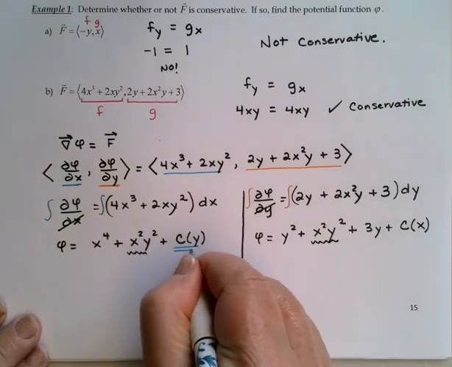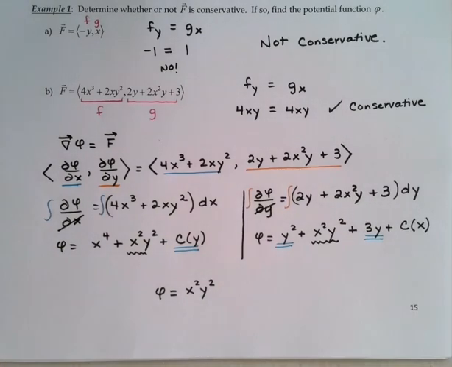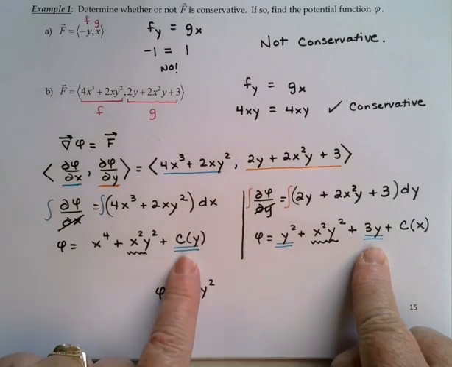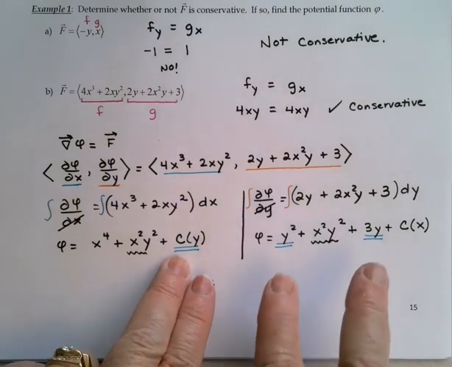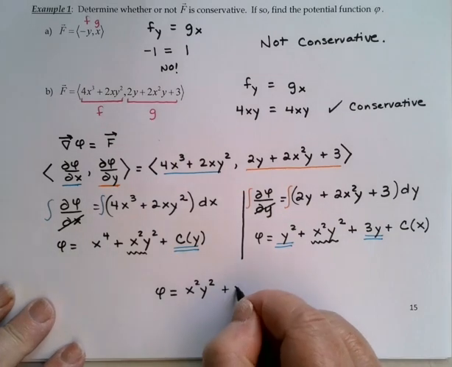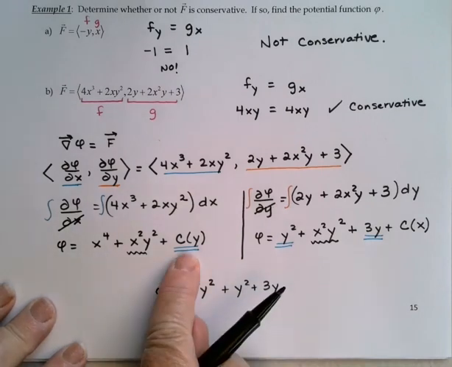This c of y would correspond to the y squared plus 3y over here. Notice there are no x's in there. It's a function of y only. So that is the same as this. That means the y squared plus 3y is part of my answer. It replaces the c of y.